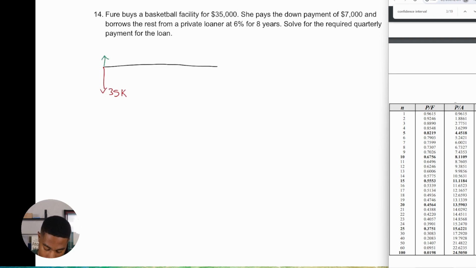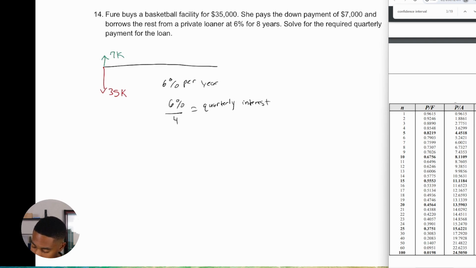She did make a payment for 7K. Okay, and so she had to borrow the rest. So we know that 6% per year, if we divide that by 4, 6% divided by 4 gives us the quarterly interest.